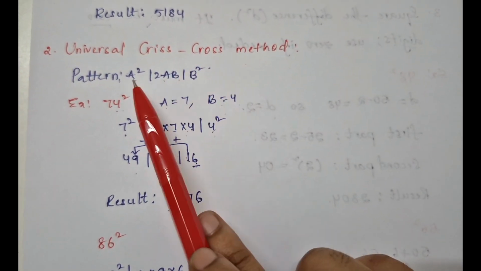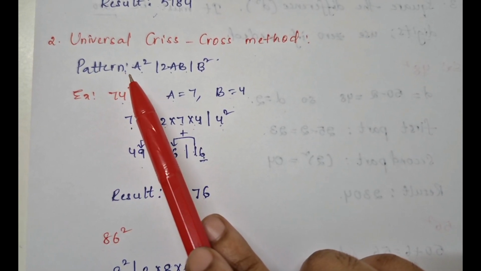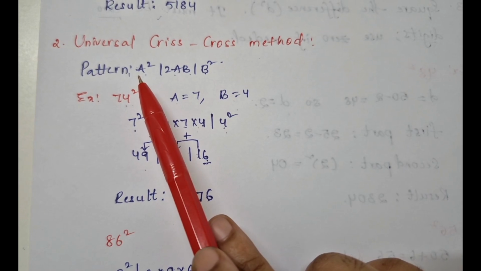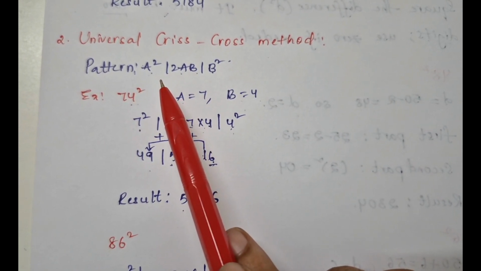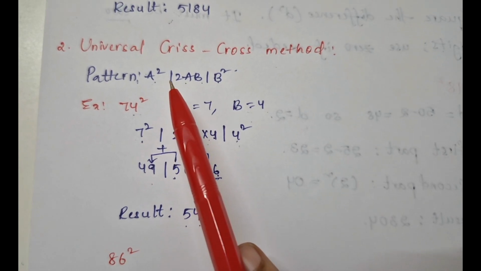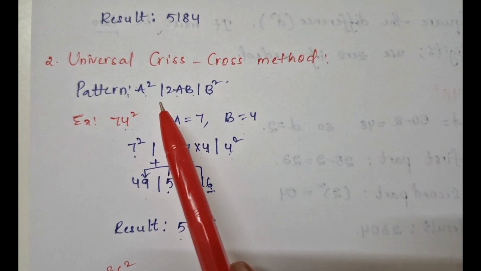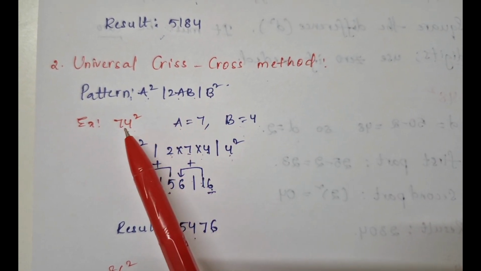There is another simple method, the universal crisscross method. This is actually very simple. We can use it for any number, and it is an easy way. If you learn this method, it will be easy to find the square of any 2 digit number. The pattern of this universal crisscross method is A square, 2AB and B square. Let me explain with one example.